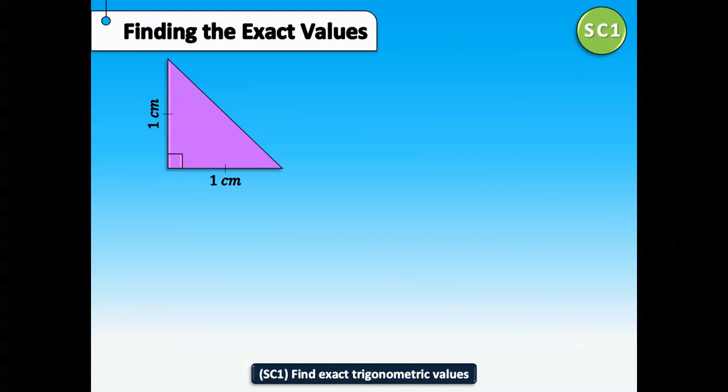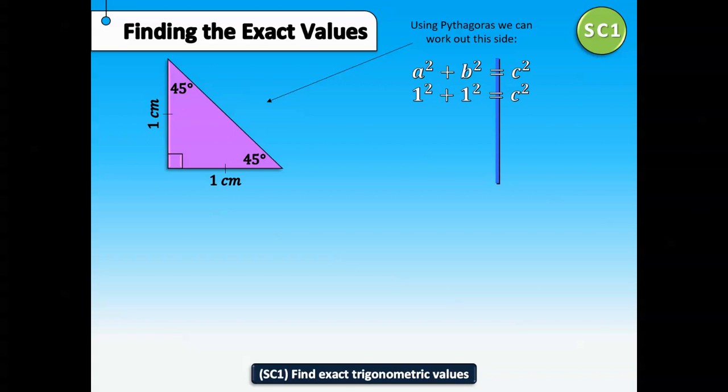To start with, we're going to work out the 45 degrees. So if we think about an isosceles triangle that has a right angle and the two sides are both 1 centimetre, that means the two missing angles would be 45 degrees. We can work out the length of the third side using Pythagoras' theorem. So that side must be root 2.